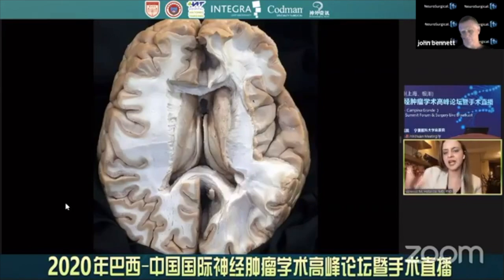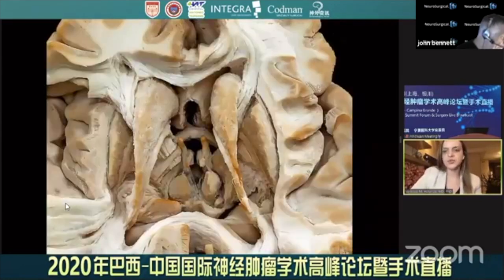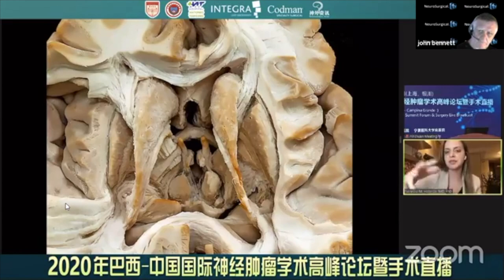And here we can see the relation between the insula and the basal ganglia, the caudate nucleus, and the thalamus. Once we go deeper, we can see even better this relationship between the insula and the putamen, GPE and GPI, and the caudate. And here you can see even better the anterior limb of the internal capsule, these fibers coming between the head of the caudate and the putamen. It's much easier to see from superior, as you can see.